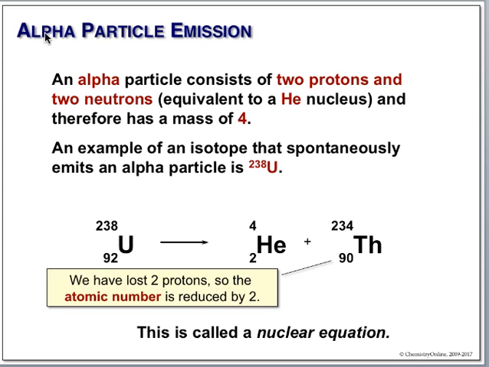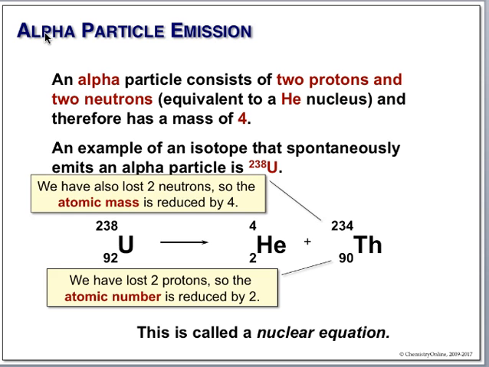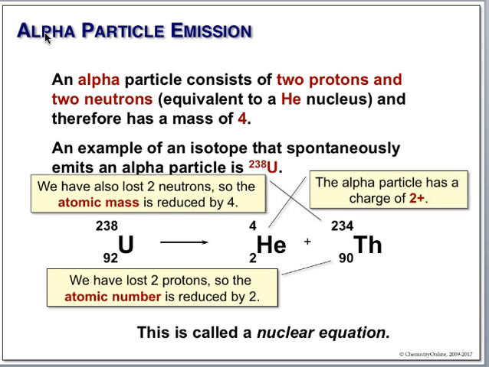This is a nuclear equation. When you have a nuclear equation, the mass numbers on both sides must be the same, and the number of protons on both sides must be the same. So 92, 90 plus 2; 234 plus 4, 238. We reduced the mass by 4. Again, the alpha particle has a charge of plus 2. Any questions?